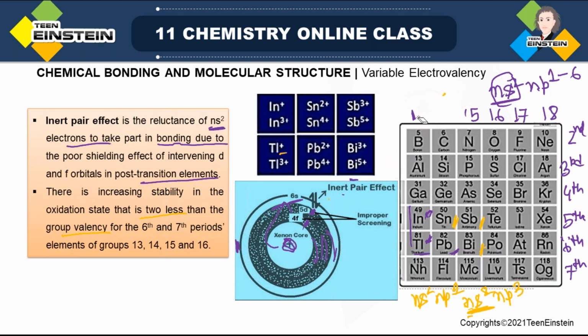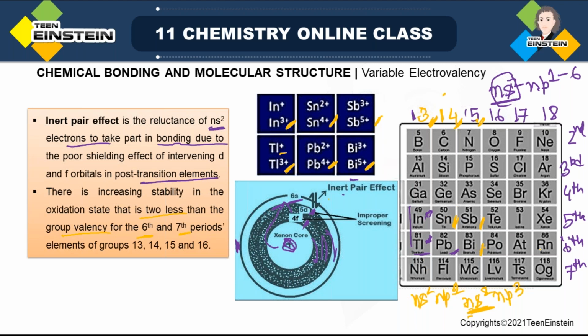Why am I saying group valency? Because if you focus on the groups, that is group 13 or 14, to understand valency, just consider this digit. So 3, 4, 5 is actually the group valency, present in the second row, 3+, 4+, 5+. But the oxidation state which is more stable is 2 less than the group valency. And that is only for 6s, that is the 6th and 7th period.